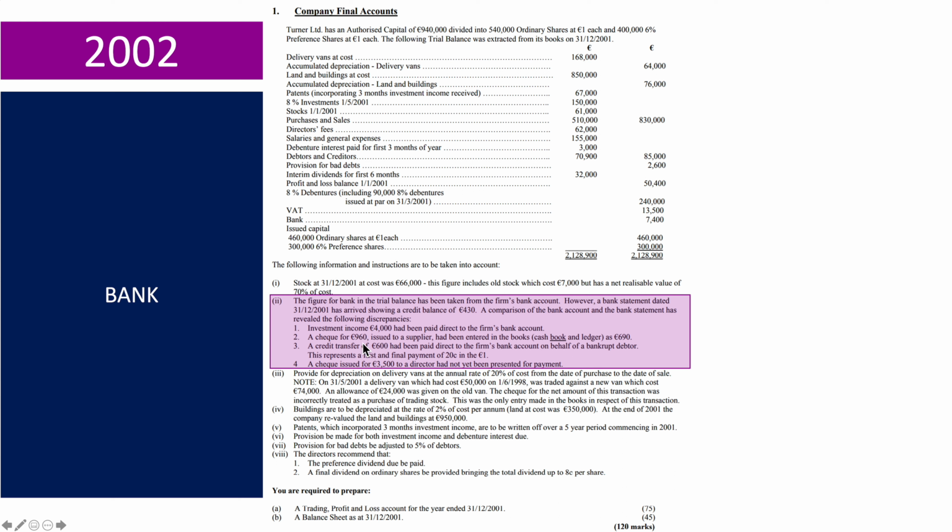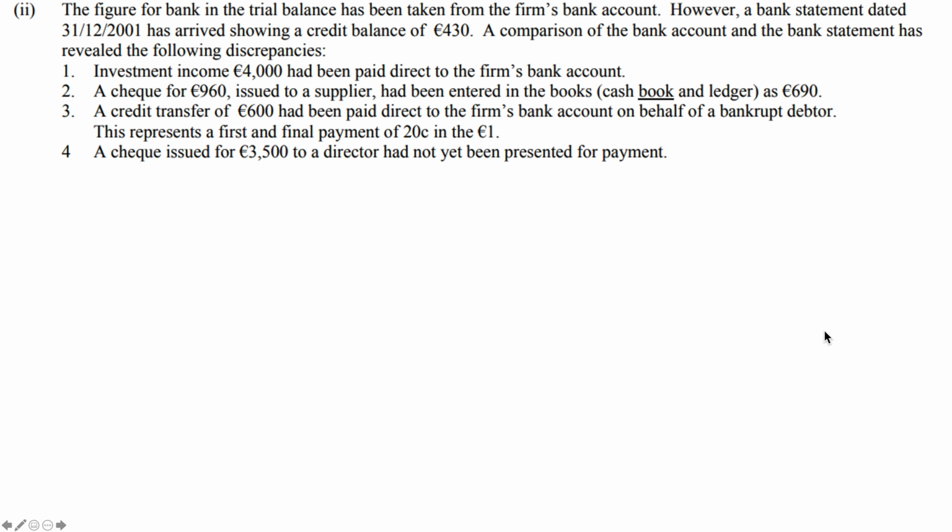Number 2, a cheque for €960 issued to a supplier had been entered in the books, the cash book and ledger, as €690. Number 3, a credit transfer of €600 had been paid direct to the firm's bank account on behalf of a bankrupt debtor. This represents a first and final payment of 20 cents in the €1. And 4, a cheque issued for 3,500 to a director had not yet been presented for payment. Okay, so let's get going.